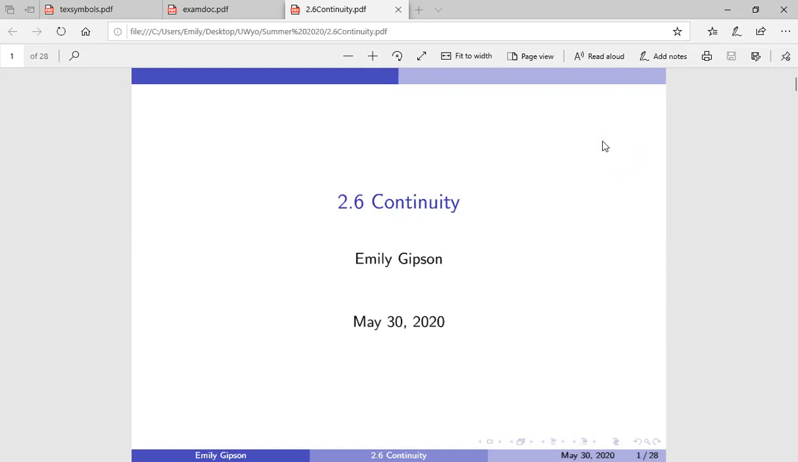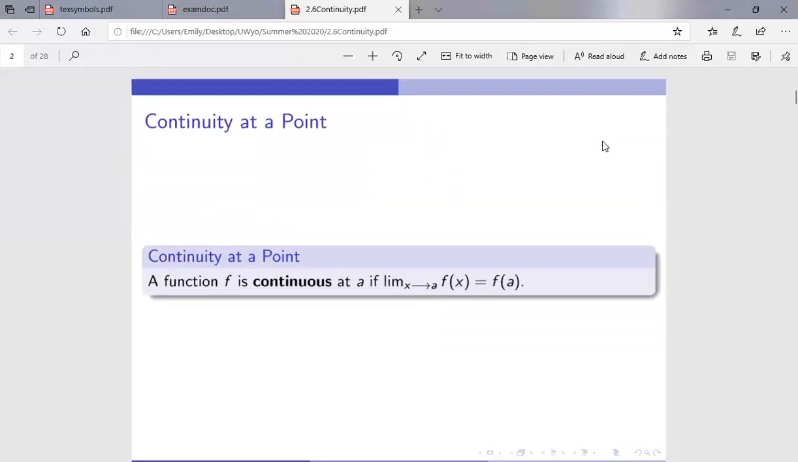So chapter 2, section 6 is all about continuity. And continuity is a different idea, but very similar to the idea of limits. And this is what we've been working towards for the past couple of days. So we're going to start with continuity at a point. Just like we took limits at a point, we're working at continuity at a point.